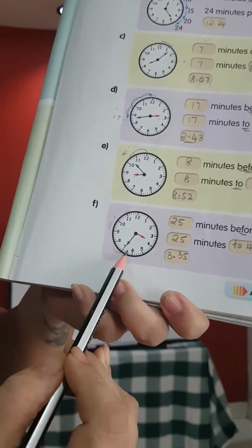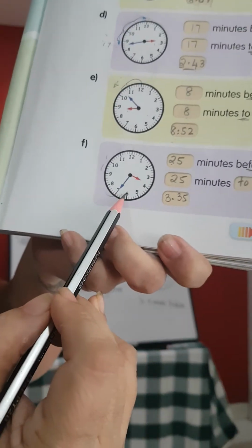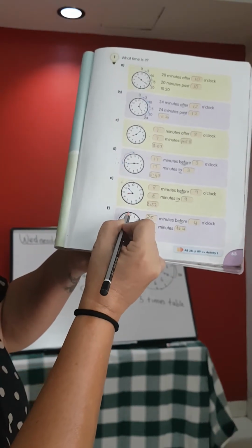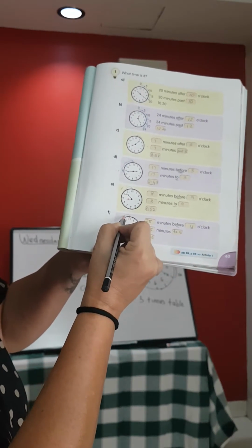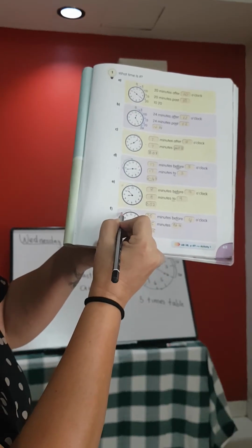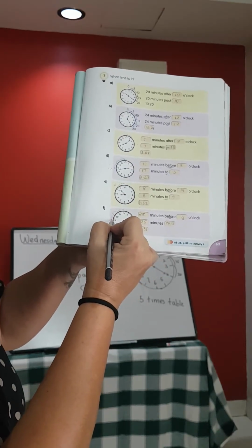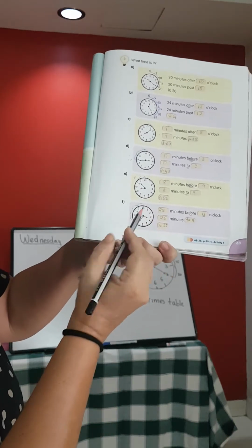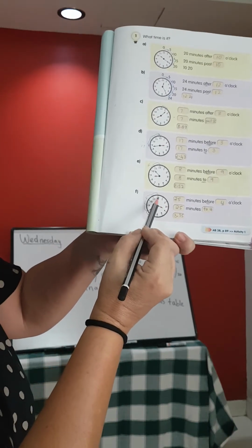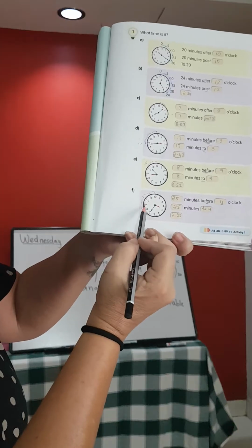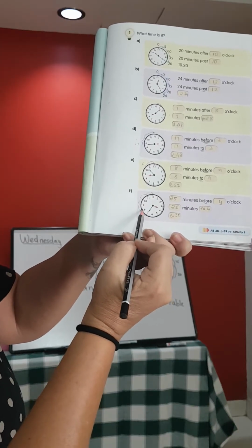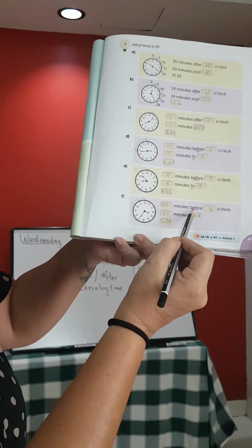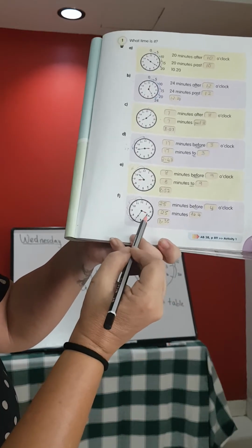And the last clock. Look at it carefully. Alright. Now, how many minutes to? So, 5, 10, 15, 20, 25. I count again. 5, 10, 15, 20, 25. So 25 minutes before.